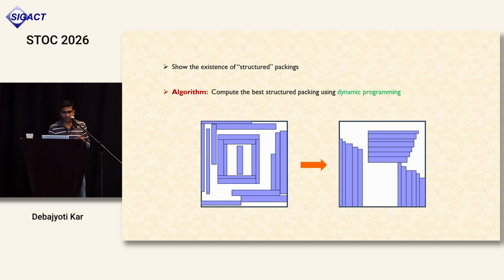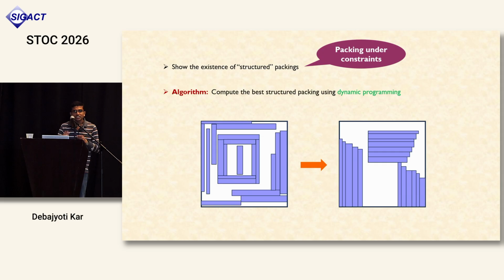That is, intuitively, we'll show that starting with the optimal packing of the rectangles in the square, we can rearrange the rectangles present in the optimal packing in order to obtain an alternate packing that has some additional structure. And the hope is that the best such structured packing can be computed efficiently using some dynamic programming framework. Okay, so what are these structured packings? A structured packing is essentially a packing that satisfies certain additional constraints.